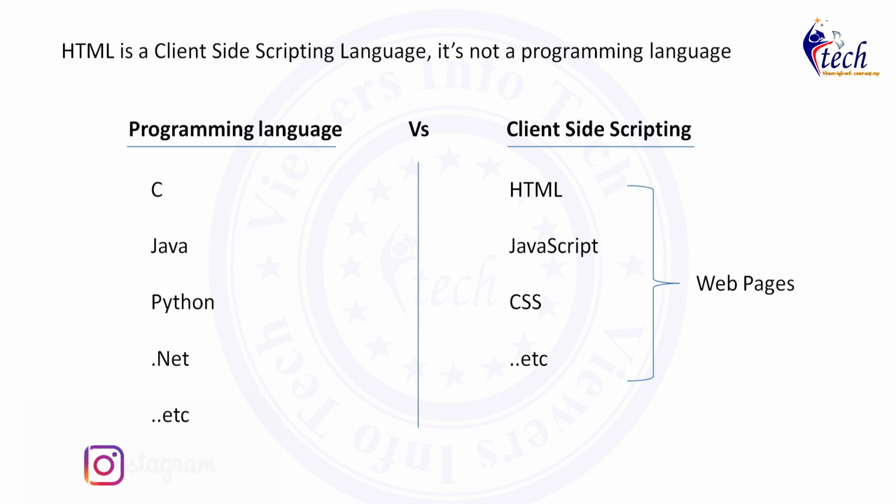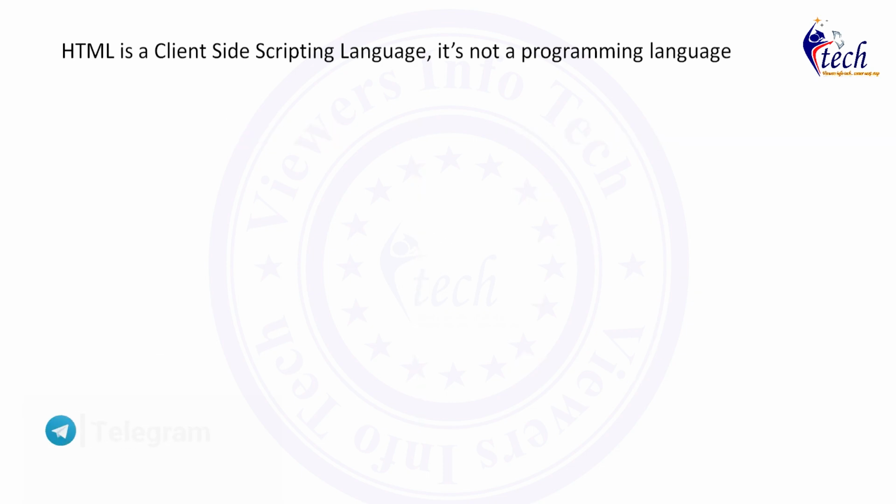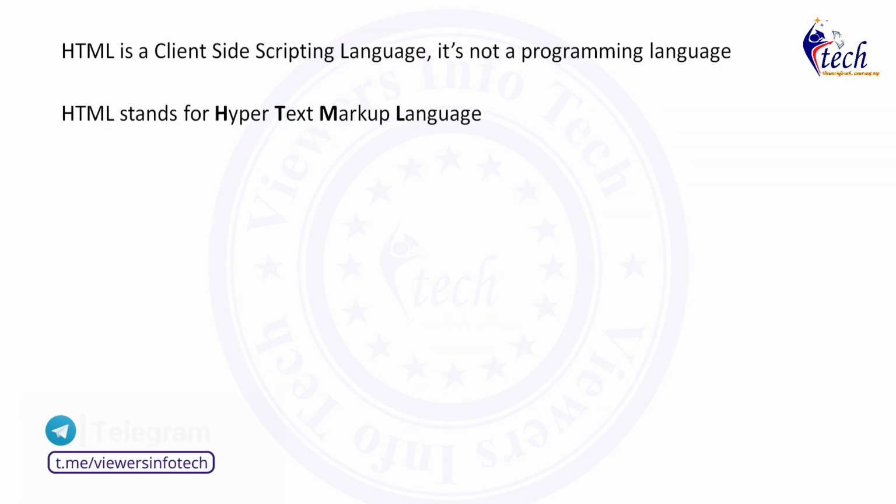Coming to programming languages, here we have C, Java, Python, .NET and so on. Using programming languages, we can develop software. And coming to client-side scripting, here we have HTML, JavaScript, CSS and so on. Using client-side scripting, we can develop web pages. And coming to the next point, HTML stands for Hypertext Markup Language.